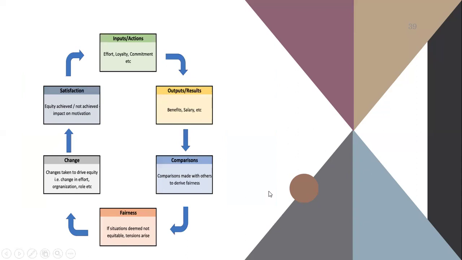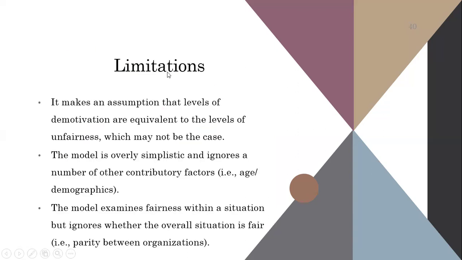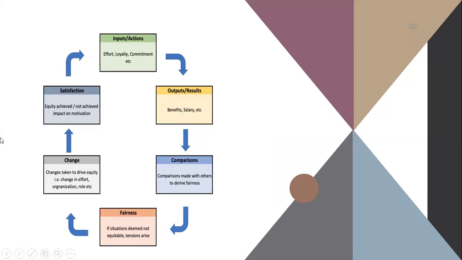In a more elaborated view, we can see that inputs include effort, loyalty, and commitment. Outputs include benefits and salary. And a comparison is made with others to deliver fairness. If situations are deemed not equitable, tensions arise, and changes are taken to drive equity, that is, a change in effort, organization, or role, etc. Satisfaction, equity achieved, not achieved, impact on motivation, and the cycle continues.